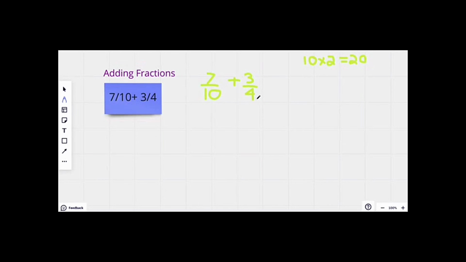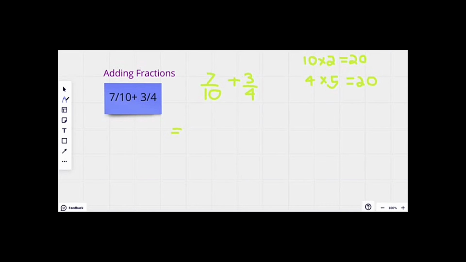But what about the 4? Is there something in the 4 times table that also gives us 20? Well, there is. 4 times 5 equals 20. So we have found our denominator that we can actually use. It's called a common denominator. So 4 times 5 is also 20, which means 20 is going to be the number that we use as our denominator. In order to do that, we're going to have to multiply these numbers the way that we have done so that we can get that 20.